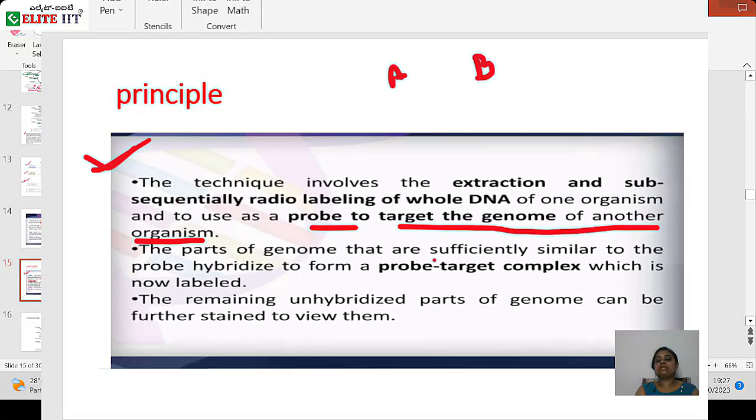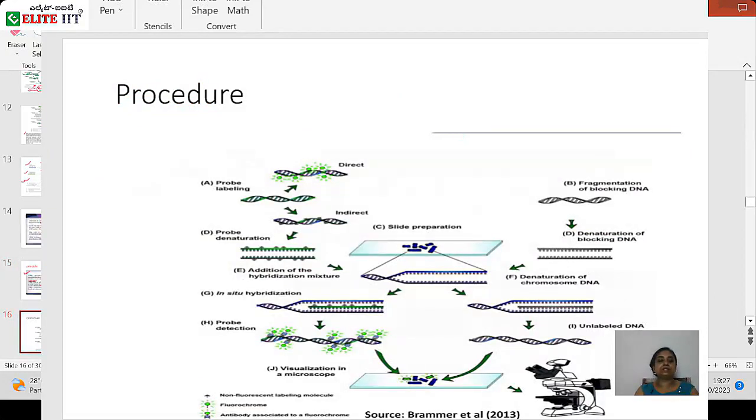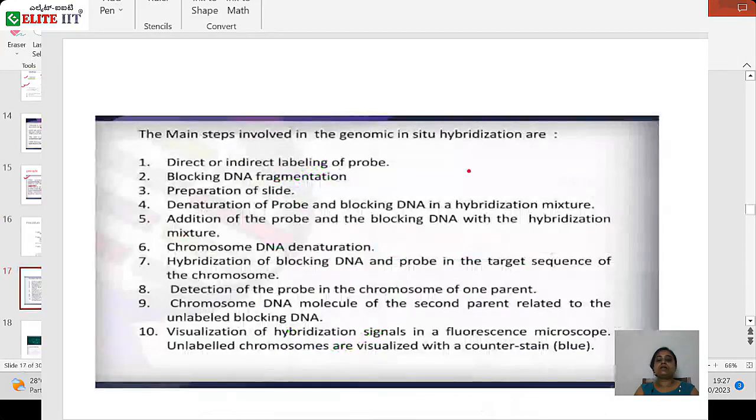Now, parts of the genome that are sufficiently similar to the probe hybridize to form a probe-target complex, which is now labeled. The remaining unhybridized parts of the genome can be counterstained to view them. Okay, so this is the technique, and these are the main steps. Separately, it is written: direct and indirect labeling, blocking DNA, fragmentation, preparation of slide, denaturation of probe, everything the same. Whatever I have already discussed, all these steps are mentioned here.